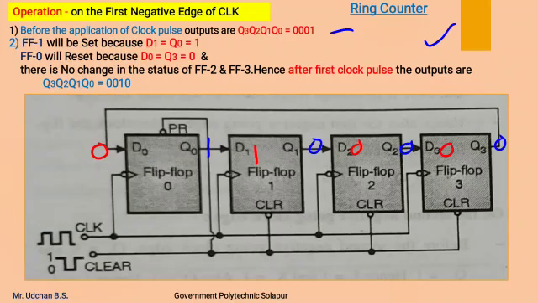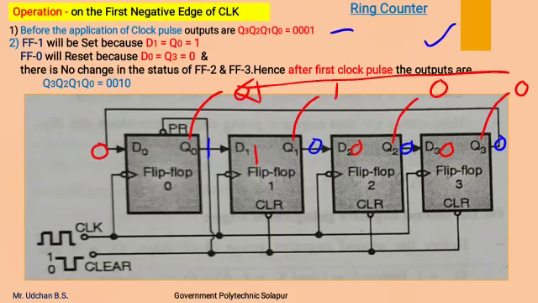So after the application of the first negative edge of the clock, we will get Q outputs with respect to their D inputs for each flip-flop. As D0 is 0, Q0 will be 0. D1 is 1, Q1 will be 1. D2 is 0, Q2 will be 0. D3 is 0, Q3 will be 0. So after the first negative edge of the clock pulse, the Q outputs are 0, 0, 1, 0. That is, Q3, Q2, Q1, Q0 are 0, 0, 1, 0.